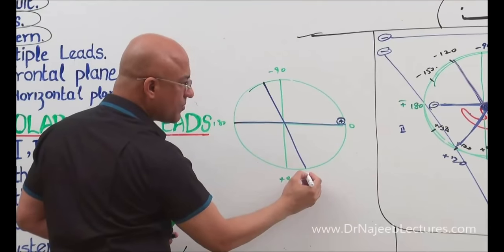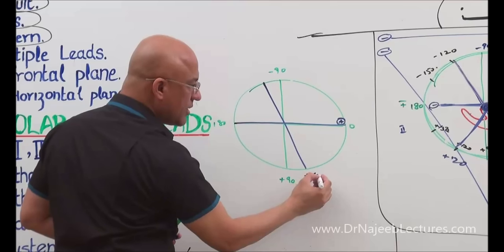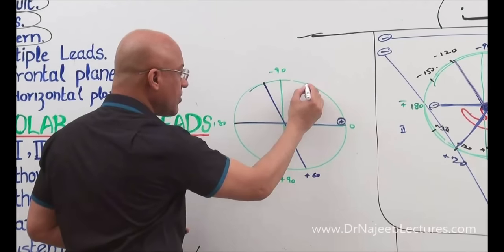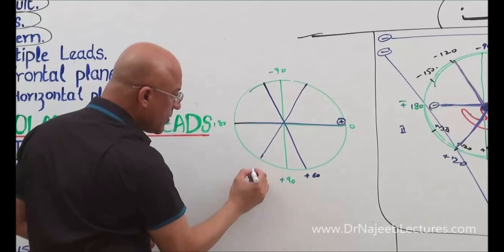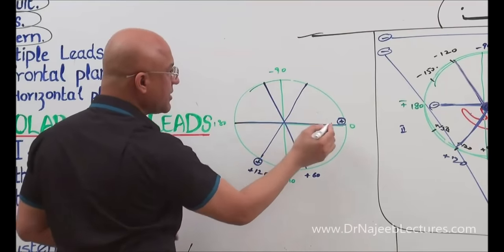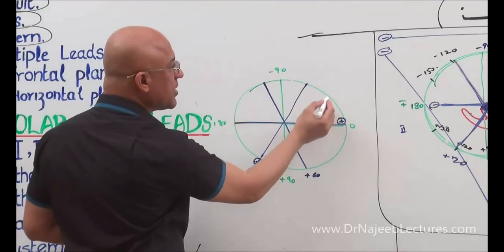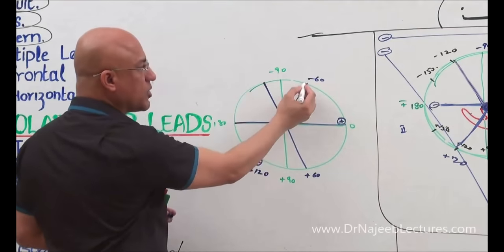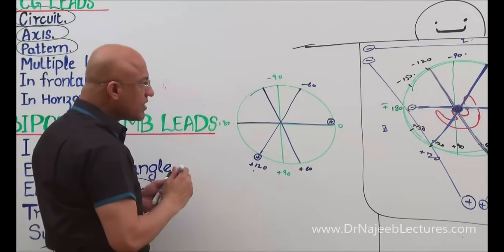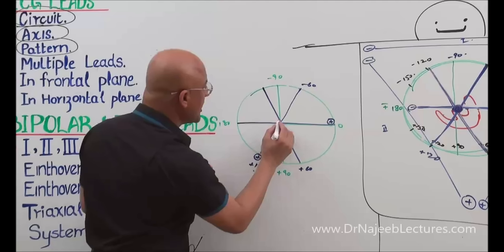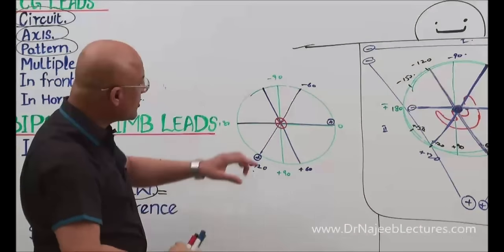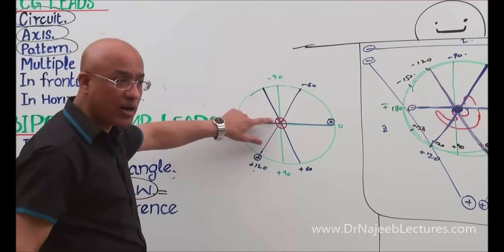What is it? Positive 60 degrees. And it is lead number 3. And what is it? Positive 120. Right? Its negative end will be minus 60, but we'll not talk about that because we are more concerned with the positive end. So what does it mean? That if your heart is here, whatever electrical activity in the heart is going on.